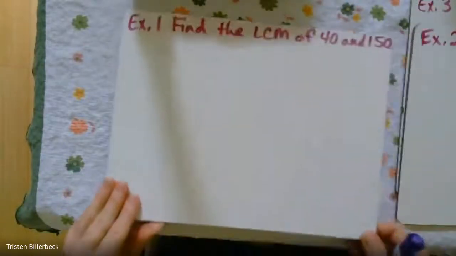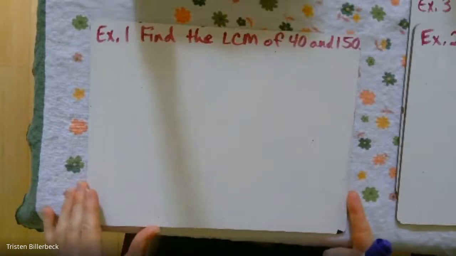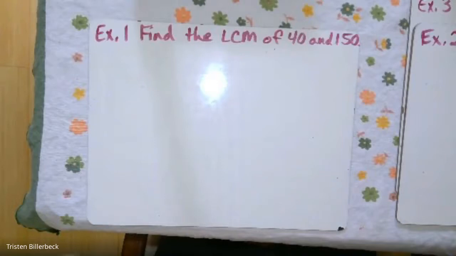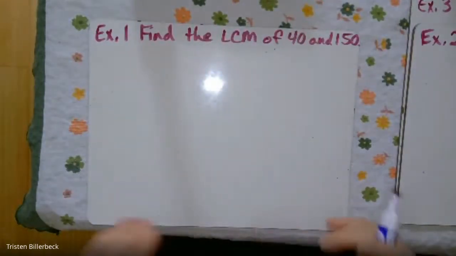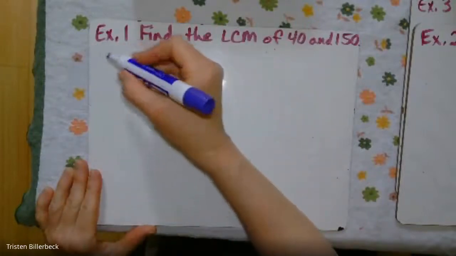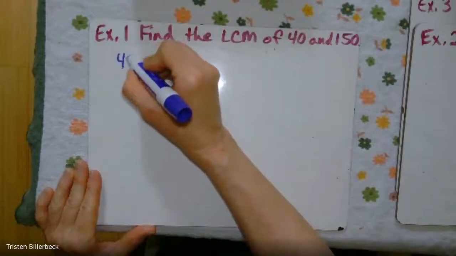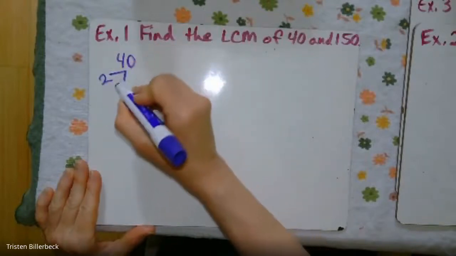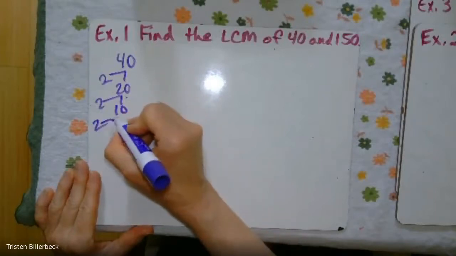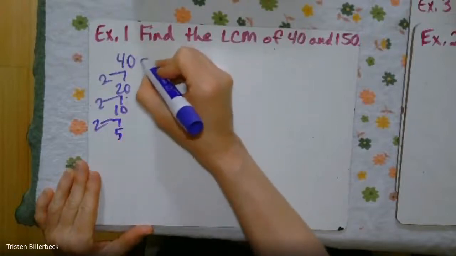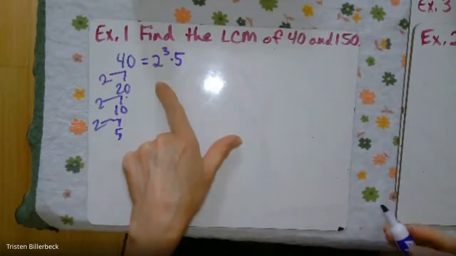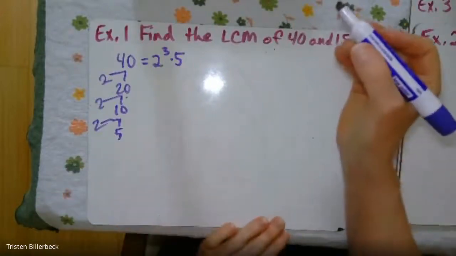So let's do an example. We want to find the least common denominator of 40 and 50 and 150. All right, so we have 40. We want to break that one down. So that's 2, 20, take a 2 out, 10, take another 2 out, and we have 5. So 40 is 2 cubed times 5 as our prime factorization in exponential notation.